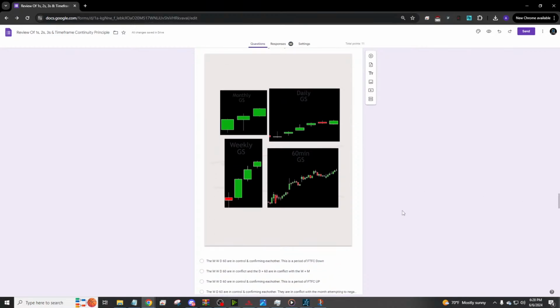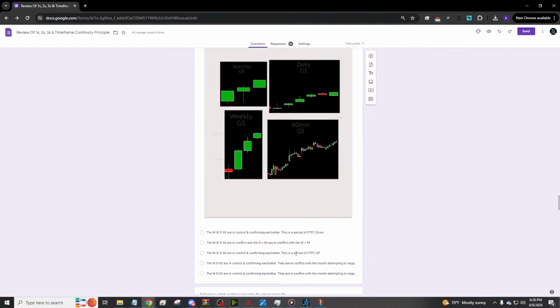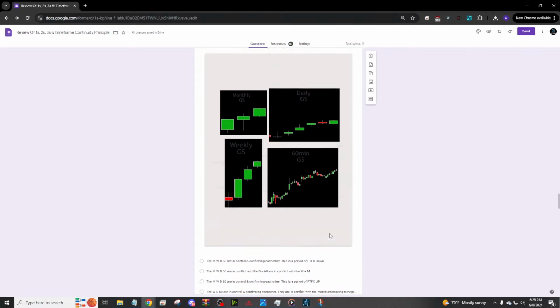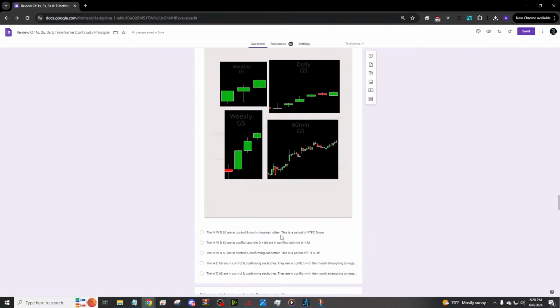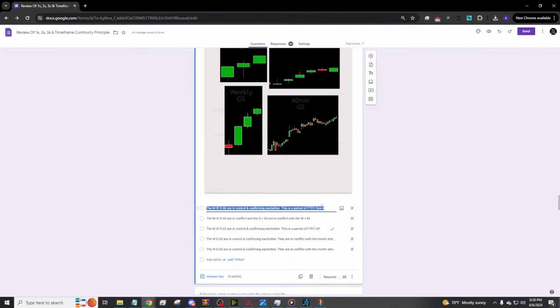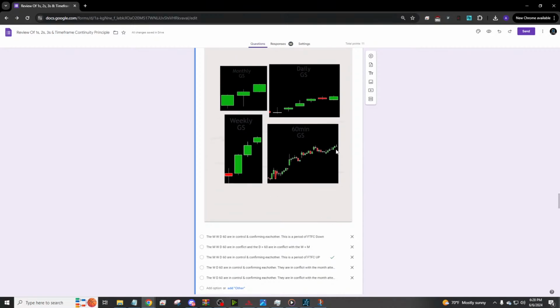What we would say is that the month, the week, the day, and the 60 are in control, because they're all green. They're confirming each other. So it's not a period of full time frame continuity down, because it's going up. It's a period of full time frame continuity up, because all of these time frames are green at that point. Given that this scenario 1 was not red, we could call it a zero, like it's nothing as far as the continuity is concerned, but it's not red. So I'd consider that full time frame continuity, because it's not trading below the 60-minute open. If it was, then it would be red. So right now it is not.